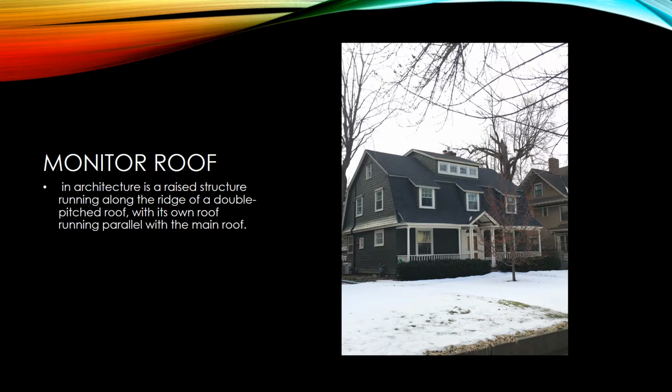And next here we have a monitor roof. In architecture, this is a raised structure running along the ridge of a double-pitched roof with its own roof running parallel with the main roof. The long sides of a monitor usually contain clerestory windows or louvers to light and ventilate the area under the roof. And as you can see there, it's the four windows up above on the right, and then the roof above those four windows is the monitor roof.